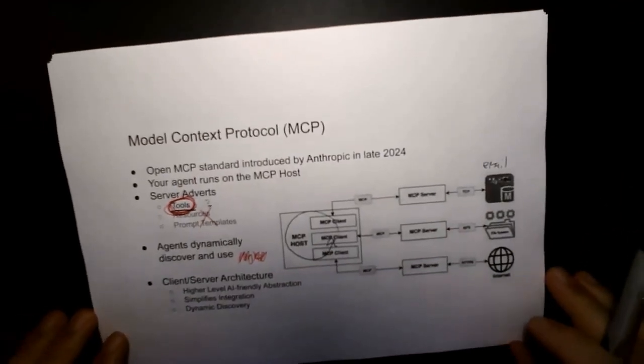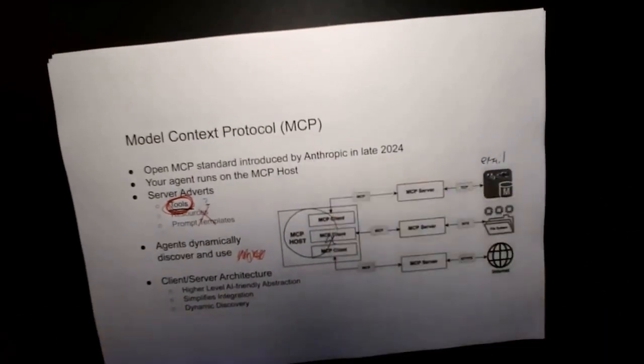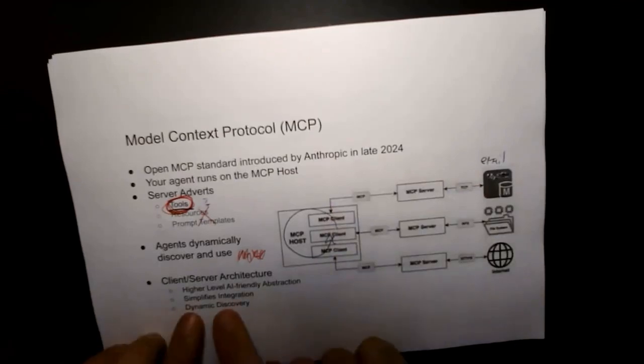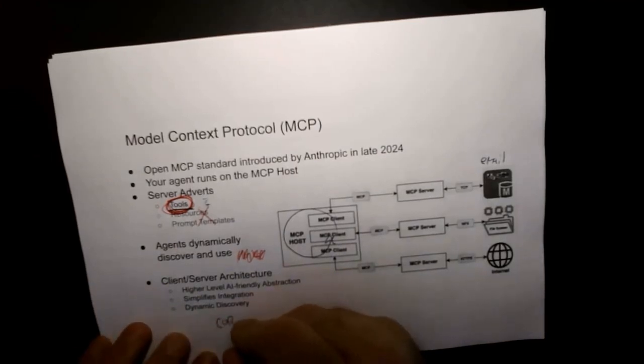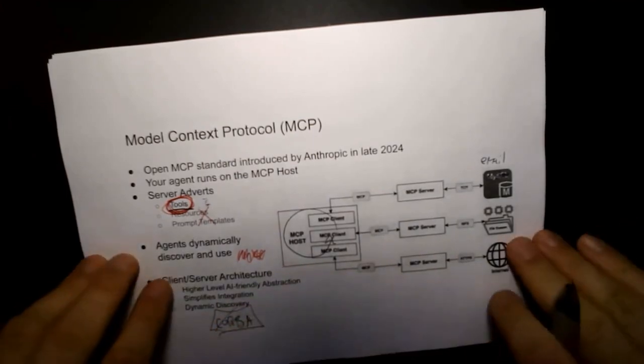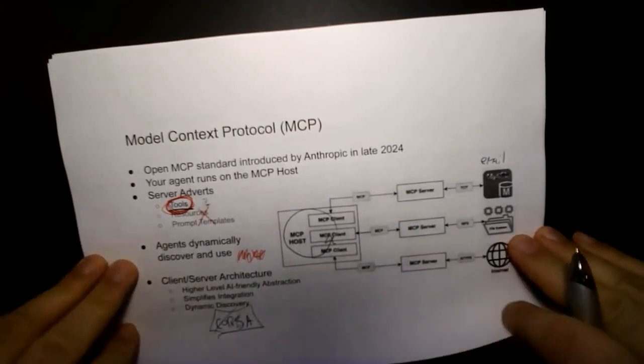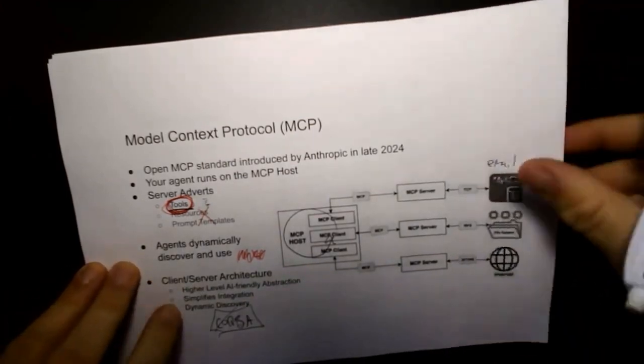But it's a very nice standard, this MCP. A higher level AI-friendly abstraction. It simplifies integration, and there's this notion of dynamic discovery. So it really is definitely an improvement over things like CORBA, these old fashioned ones that were terrible. But okay, so that's good. So that's part of our infrastructure now.